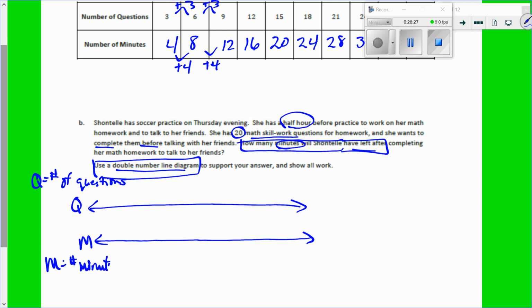Of course, if I did switch it, I'd be totally messed up the whole time, so I'm not going to do that to myself. So yes, Q is the number of questions, M is the number of minutes. Where does our number line start?